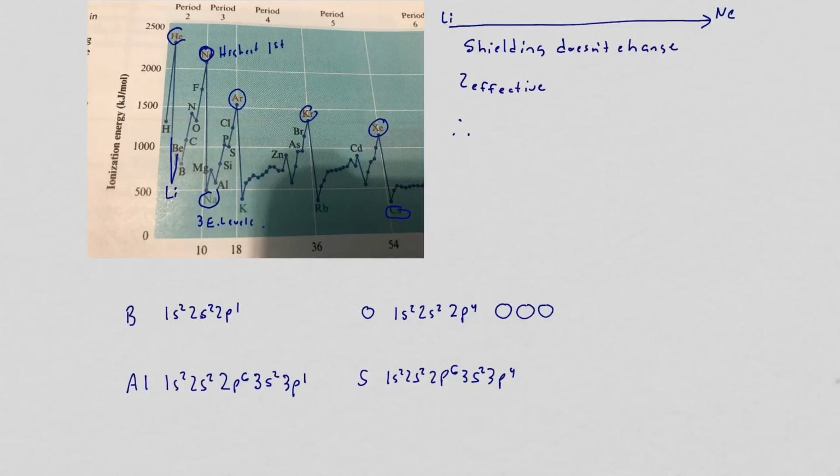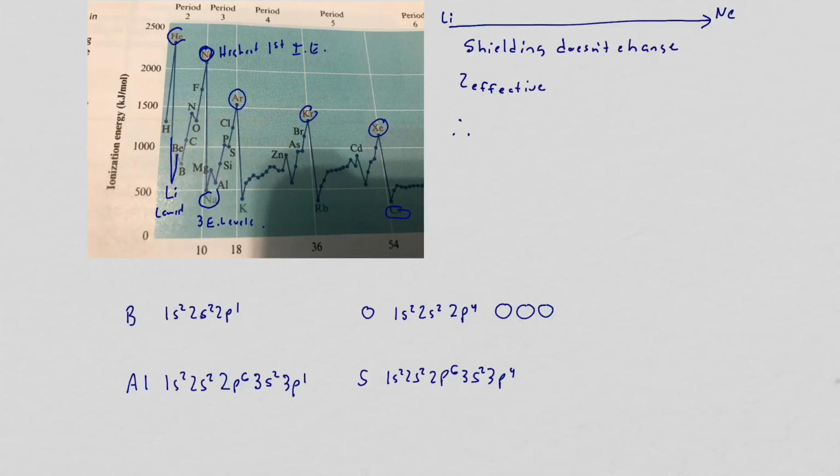Now these graphs, by the way, are for first ionization energy. They're not for second or third, right? So we're just talking about removing the outermost electron. The electron is easiest to remove from an atom that has the lowest first ionization energy, and neon has the highest, while lithium has the lowest.